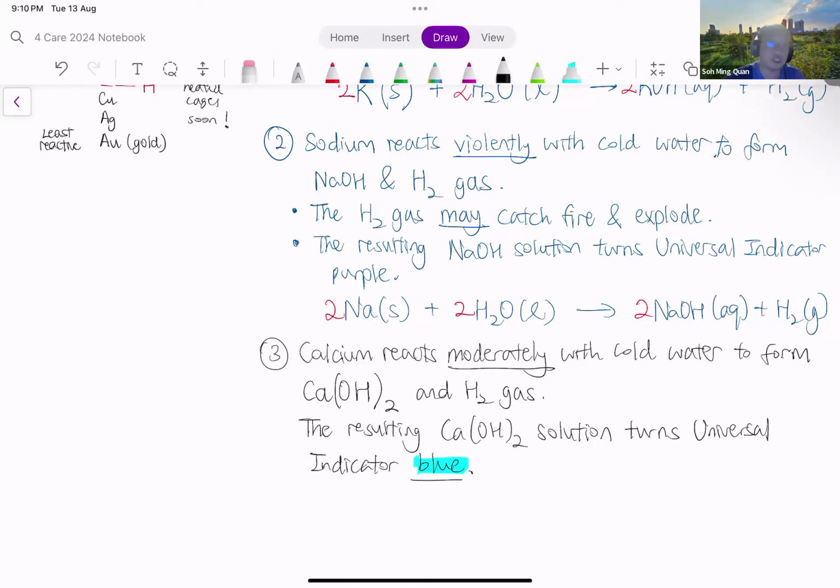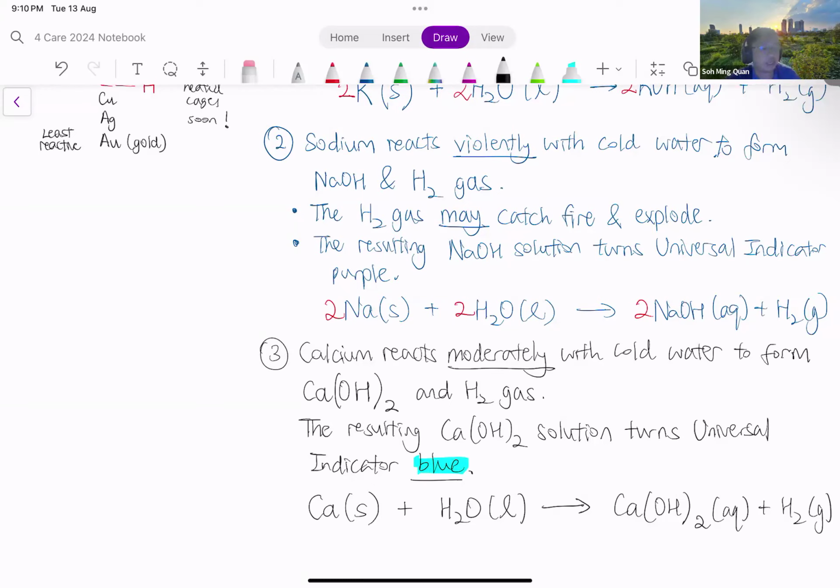Okay, so there's a big difference between calcium and sodium. Next, trying to balance this equation again. We have to write out the equation with state symbols. All right, this is not balanced yet. You need to balance this equation.